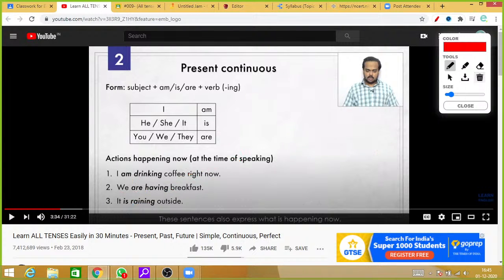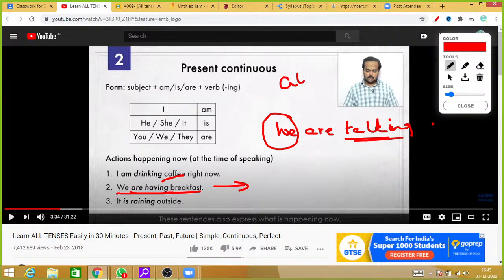Now, is rain. What is the meaning of these sentences? We are having breakfast. What does breakfast mean? Nashta. We are having breakfast. So we are having means more than one person. I, you, he, she. Like for example, we are talking. You, me, and Ritvik are talking. Similarly, with this we represents all of us. Right? We are talking. We are having breakfast.